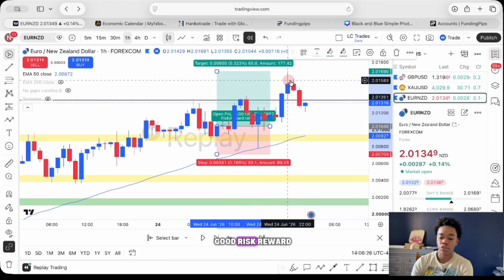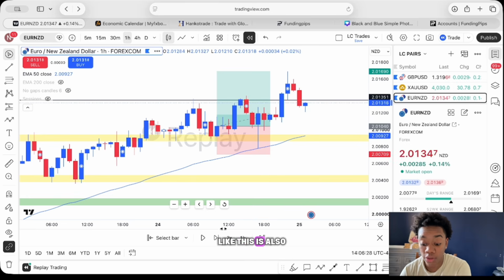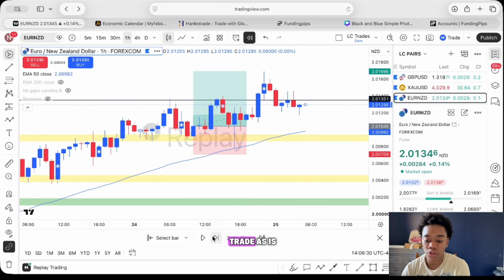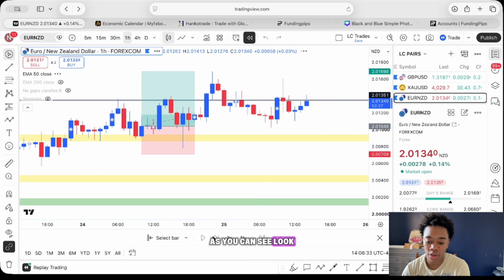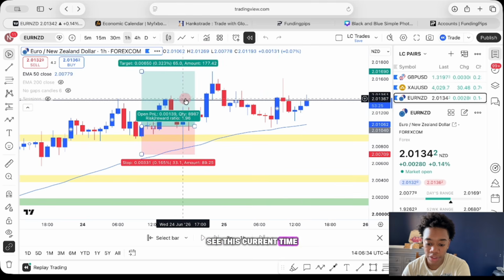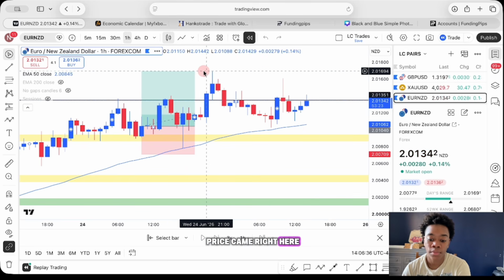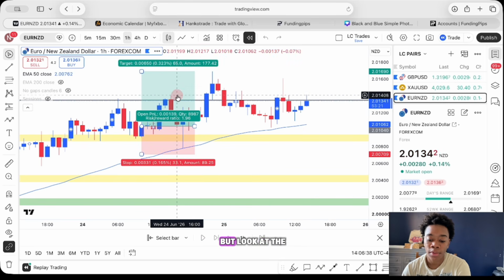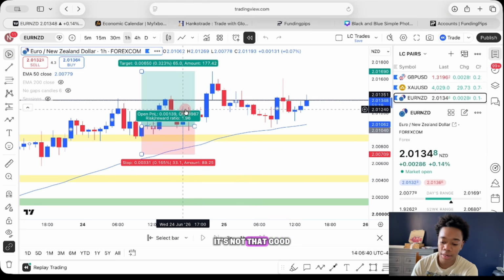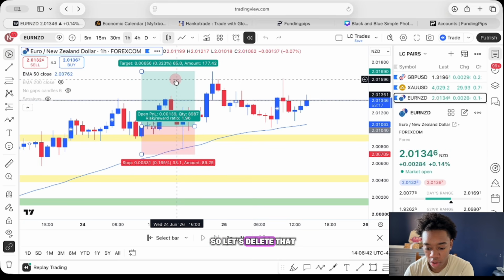This is not a good risk reward, so don't get into any trades like this. It's also just a very finicky trade as is. As you can see, look, see? This current time, price came right here. You would have won, but look at the risk reward. It's not that good. So let's delete that.